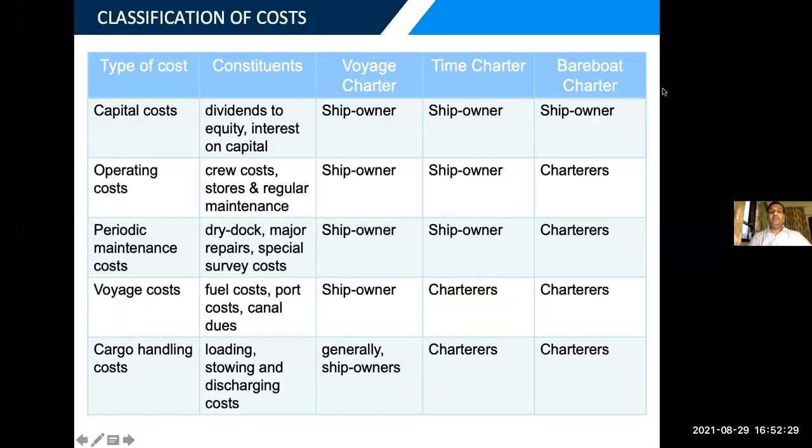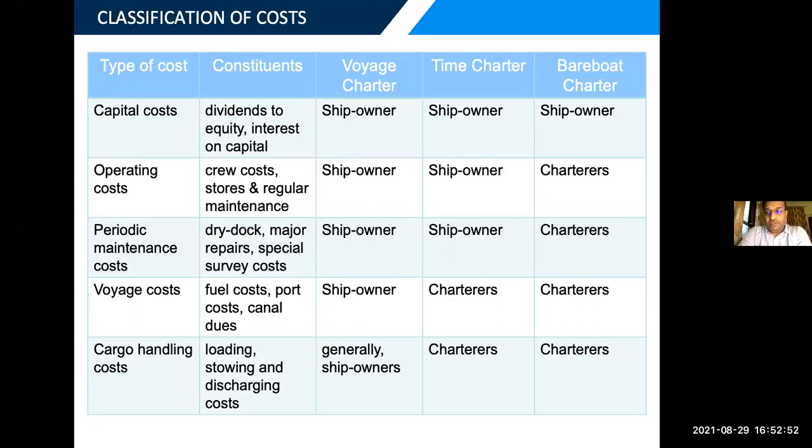Yes, sir. So friends, now this is one of the most important slides, which gives you the classification of cost. A definite question in your exam paper, I can tell you that. It tells you exactly how cost is apportioned between a ship owner and a charterer for different types of charter. Now let's look at the first cost.